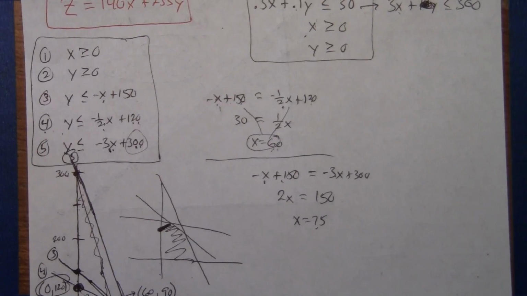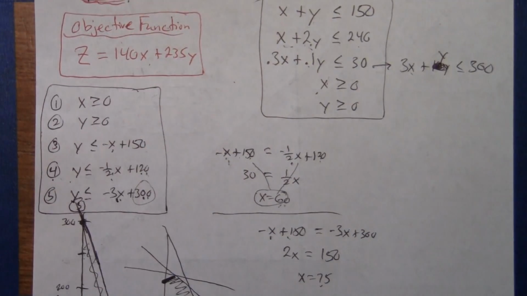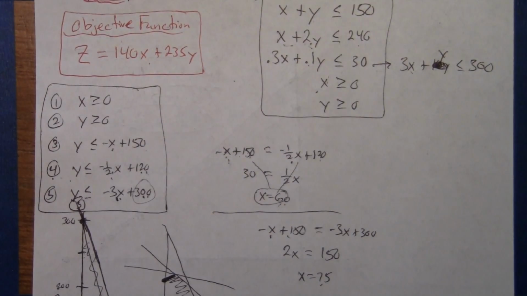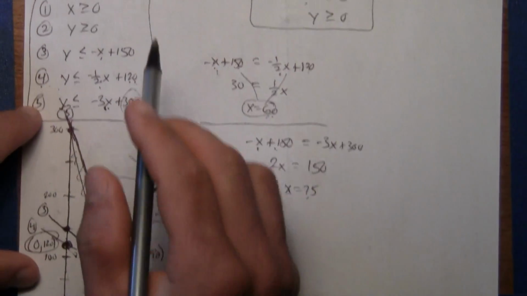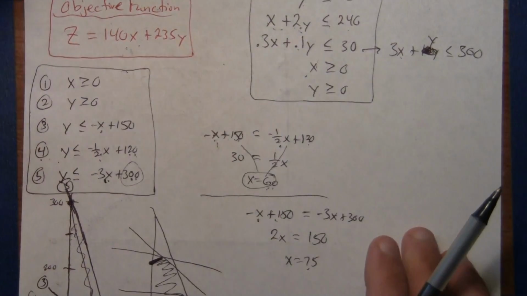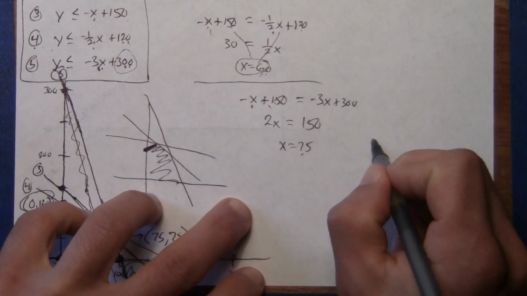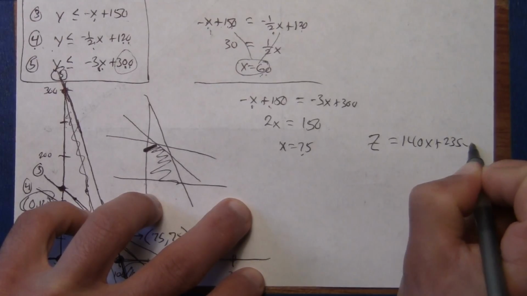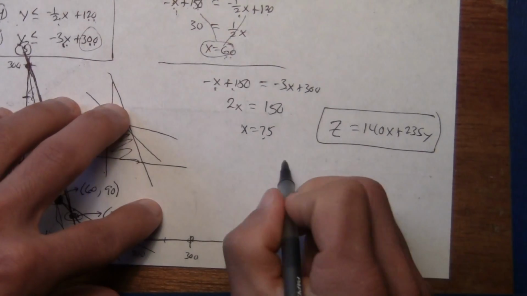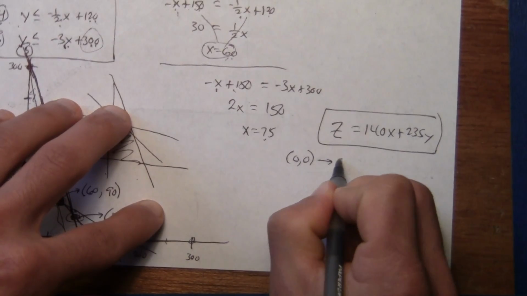And now what you're going to end up doing is you're going to take all 5 of these vertices, plug them into your objective function, and see which one ends up giving you the largest number. And so we will go ahead and do that. Now I think it's pretty obvious that if I plug 0, 0 into this objective function, it's going to give me 0. I'll go ahead and write the objective function down here again so you can see it.